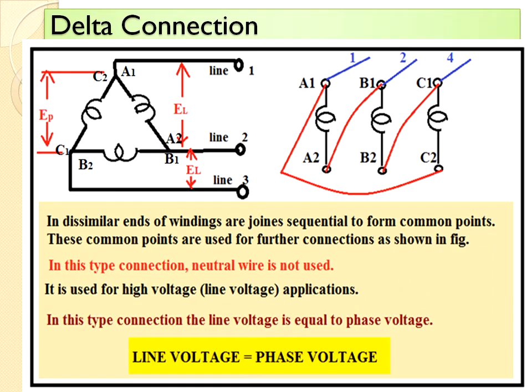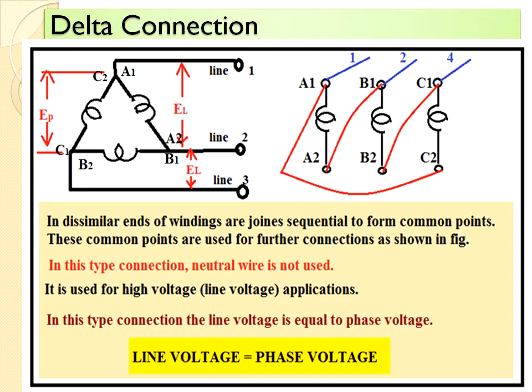So number 2, delta connection. You see the logic diagram. Again, I take a logic diagram. A1, A2 is one coil, B1, B2 is another coil, C1, C2 is another coil. A1, B1, C1 are starting points of the winding. A2, B2, C2 are finishing ends of the winding.